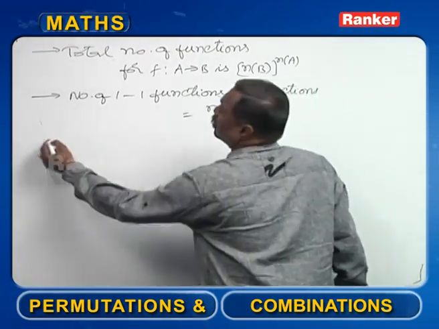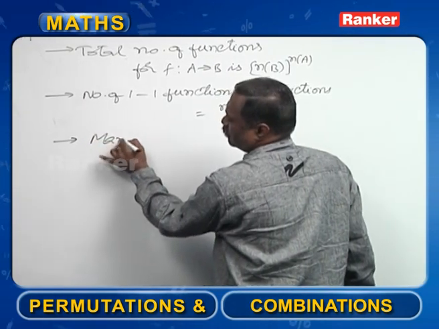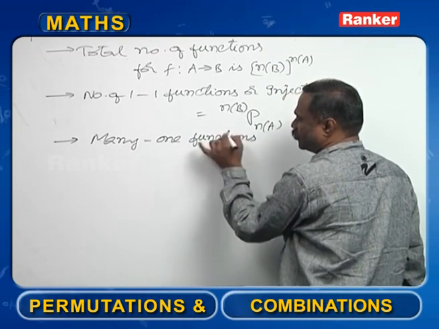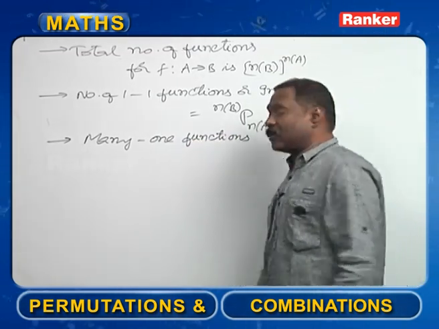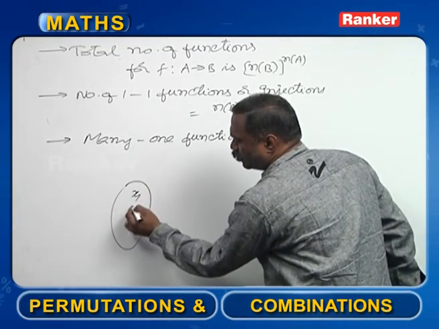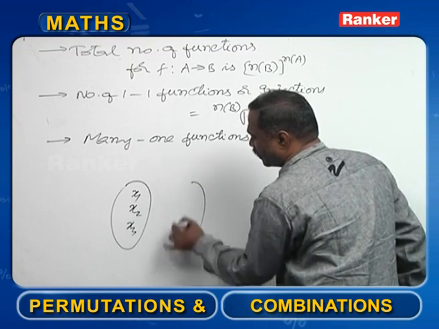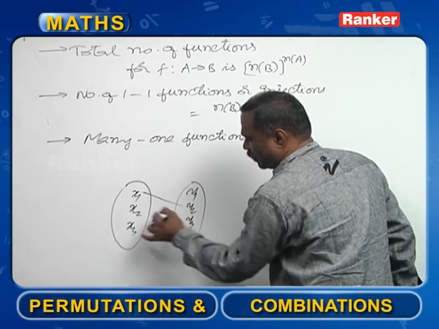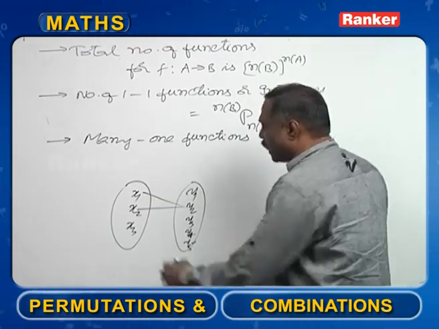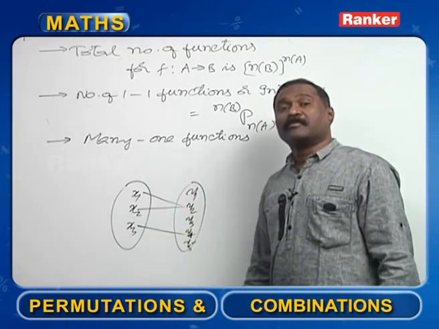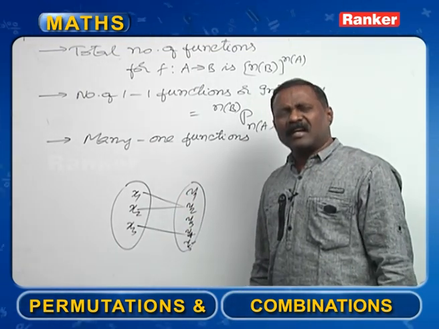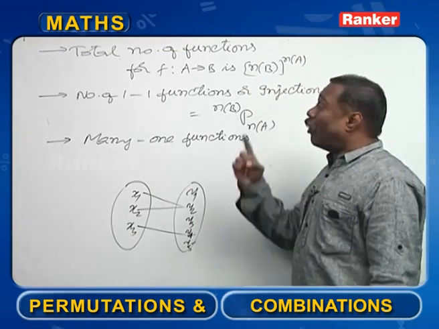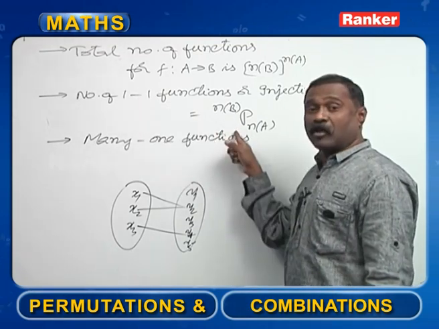So now the total number of many-one functions. How do you understand this? A many-one function is nothing but, if at least two elements of set A are mapping to the same element, then it is said to be a many-to-one function. Understand that all non-1-1 functions are many-to-one functions. What did I say? All non-1-1 functions are many-to-one functions.